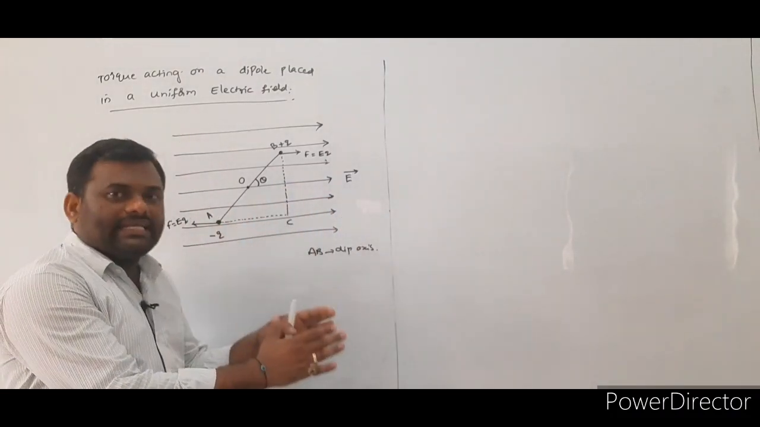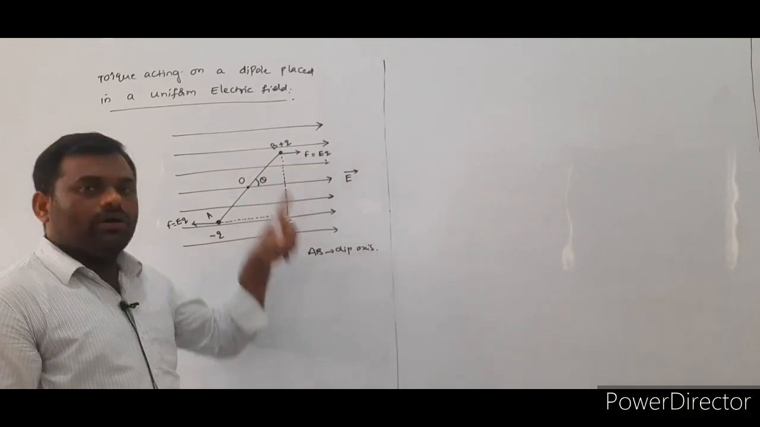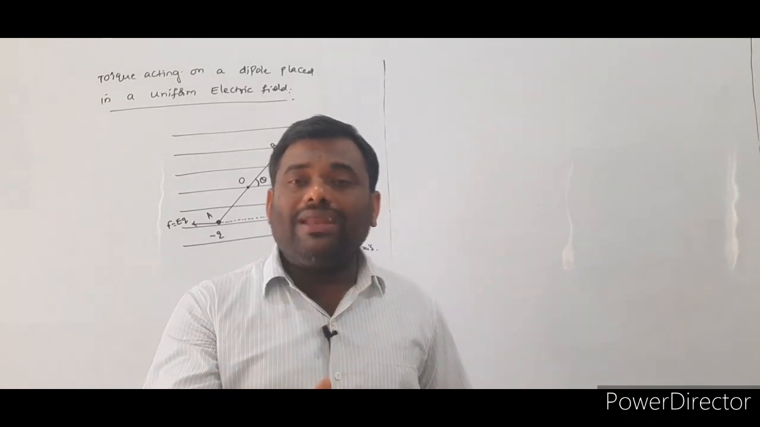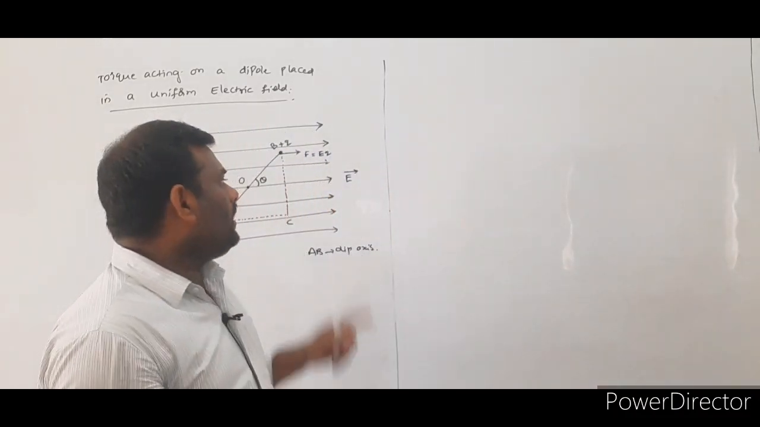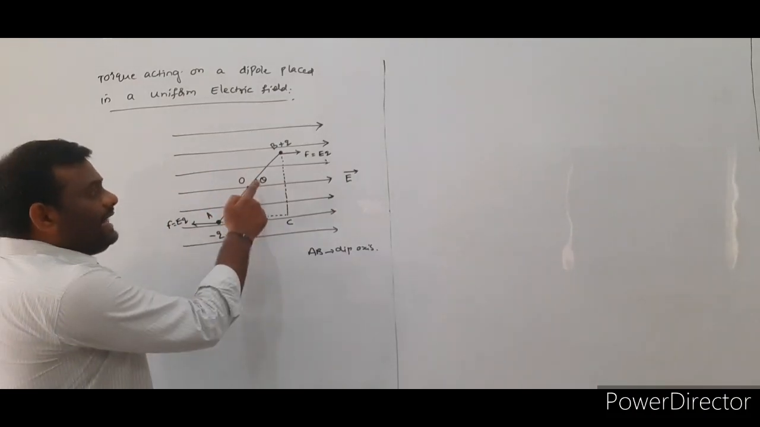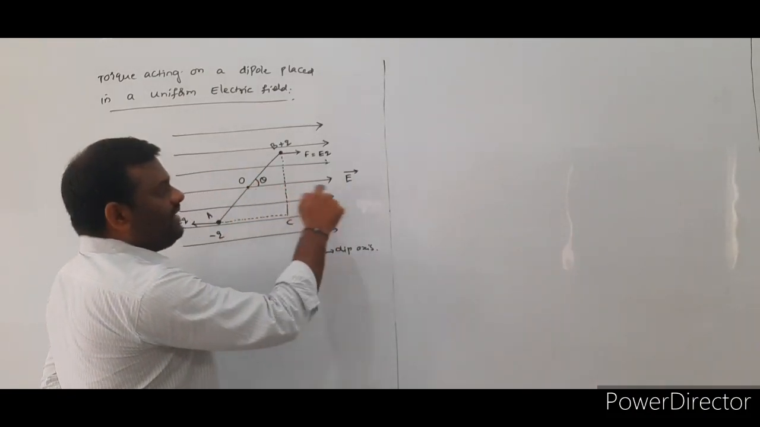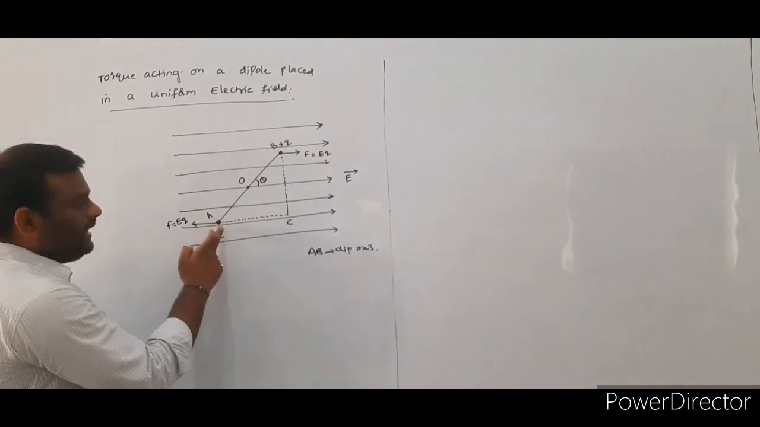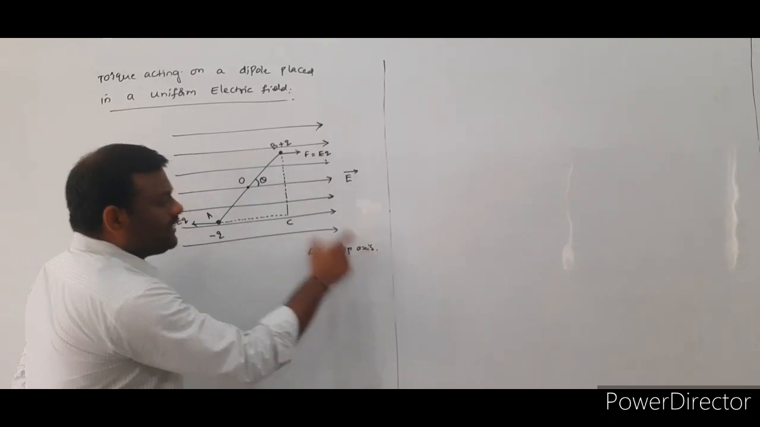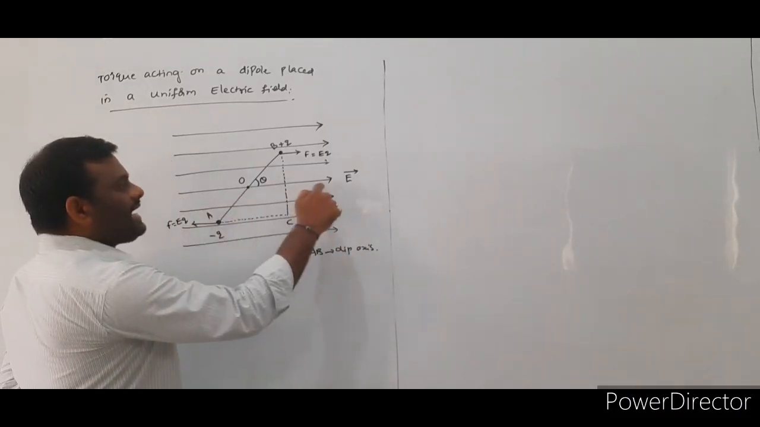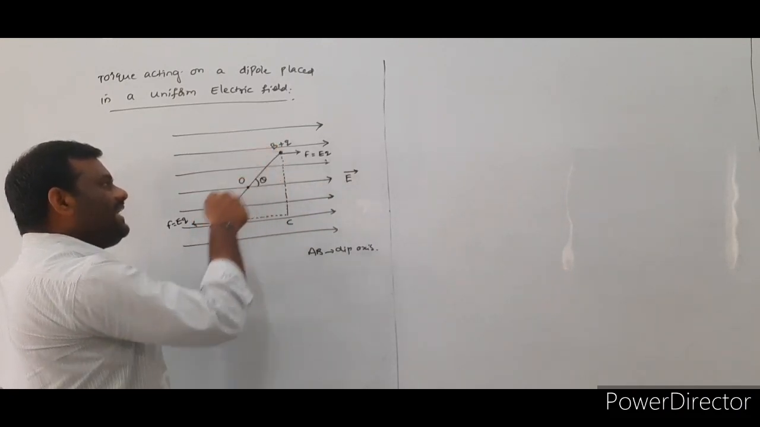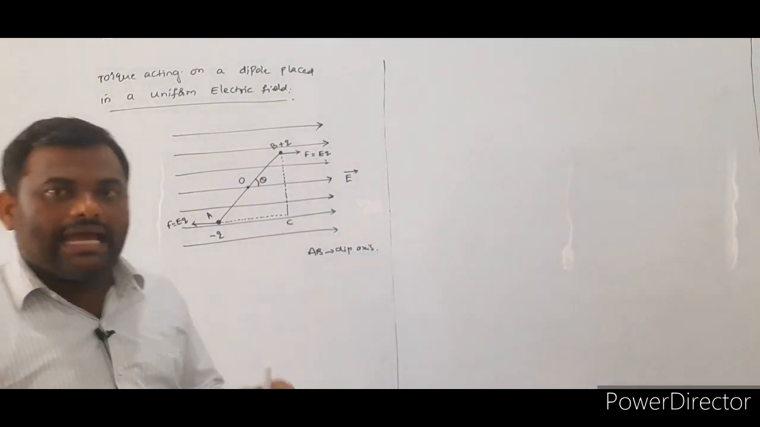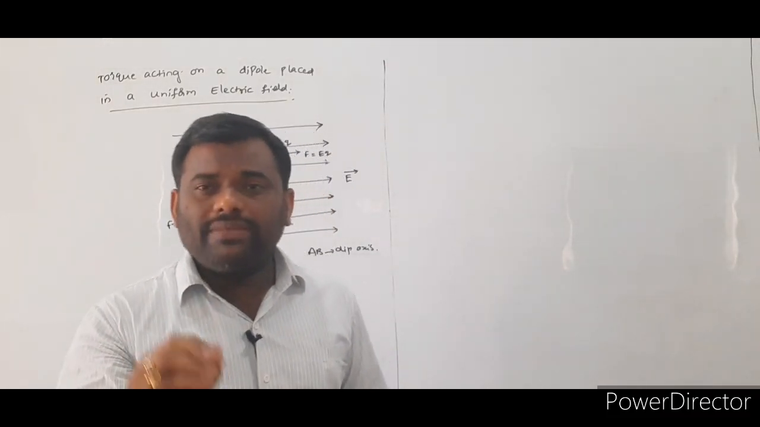In that uniform electric field, we keep one electric dipole. We keep that dipole such that the dipole axis makes an angle theta with respect to the direction of the field. These lines of force indicate the direction of the electric field, and here A to B indicates the dipole axis. So from the diagram it is clear that the dipole axis AB makes an angle theta with the direction of the electric field. Like that we aligned the given dipole in the given uniform electric field.